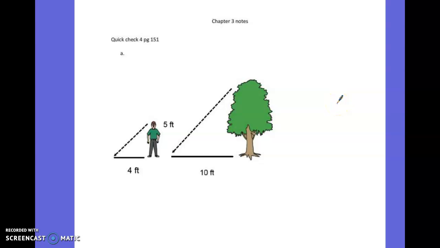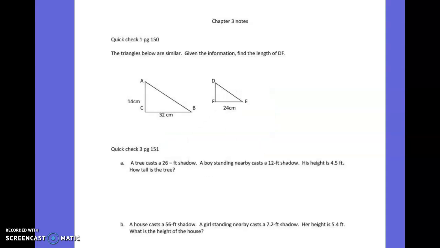We talked a little bit about setting up proportions based on triangles, or we talked about how similar triangles work. Actually, let me go back to this page. This is how we would set up a triangle. If these 2 triangles below are similar, give the information to find the length of DF. So we're looking for DF right here, and that is similar to side AC in this triangle. So we know that AC is 14, and we know that CB is 32. So we have 2 parts of a triangle that we know.